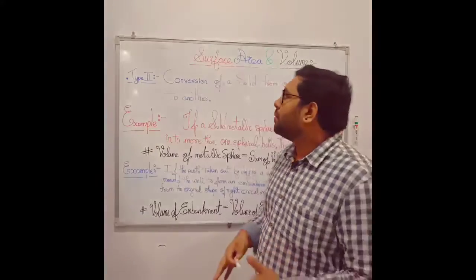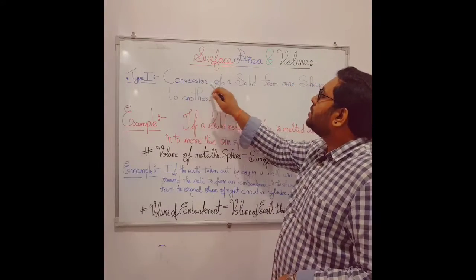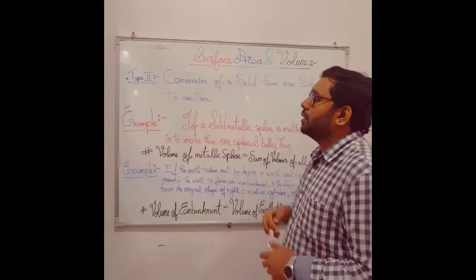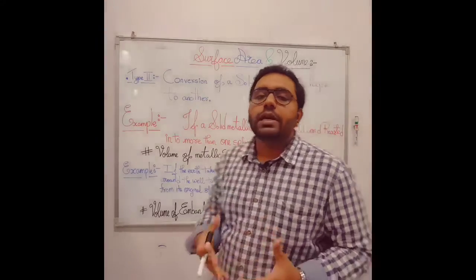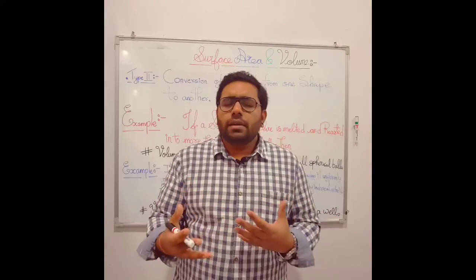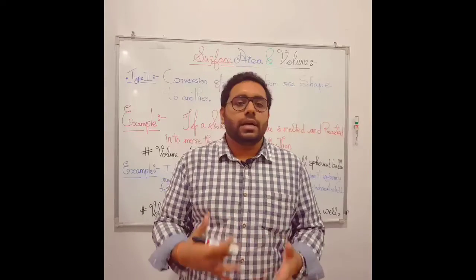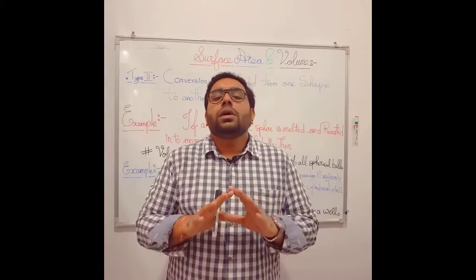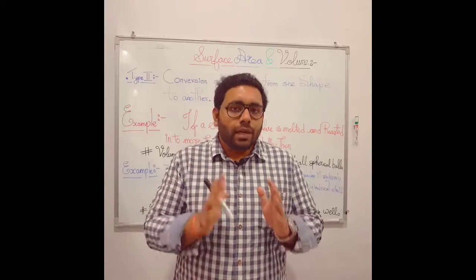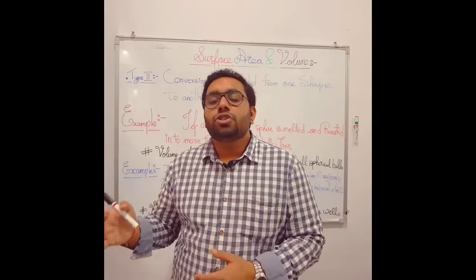So in type 2 questions, let's see what kind of questions we see. That is conversion of a solid from one shape to another. So over here a solid is converted into another solid. We'll take very few basic examples, and in those we'll try to understand what they are trying to tell us. But overall, the general idea of this type is where you take a particular solid and you convert it into another structure.